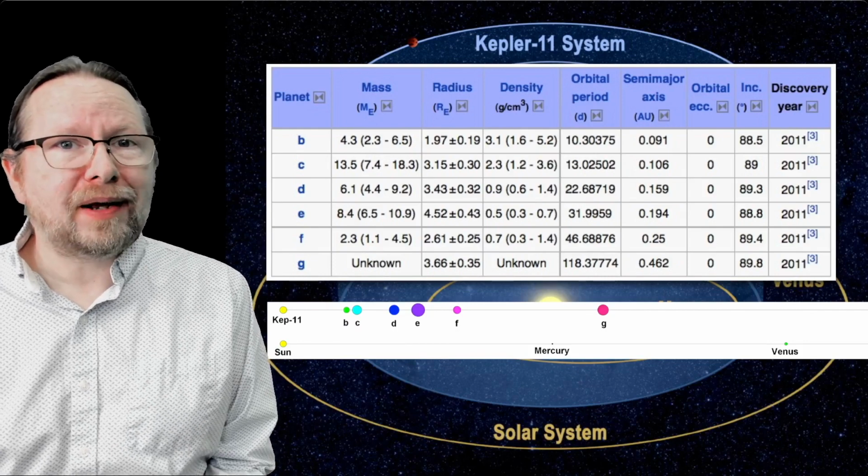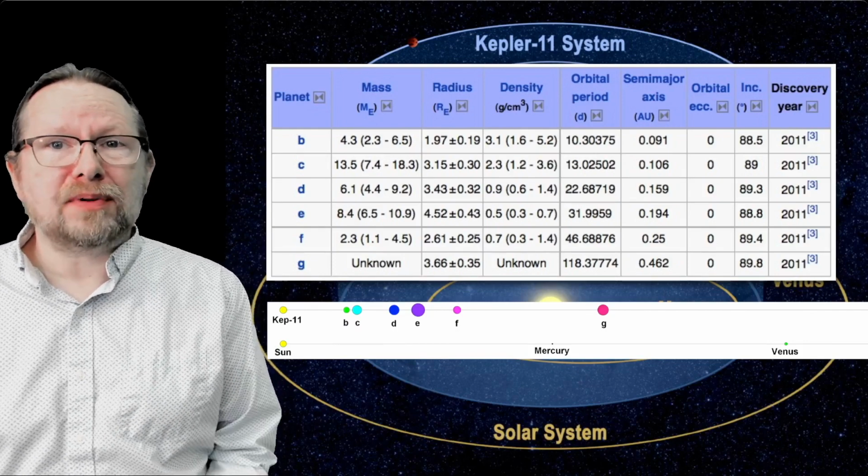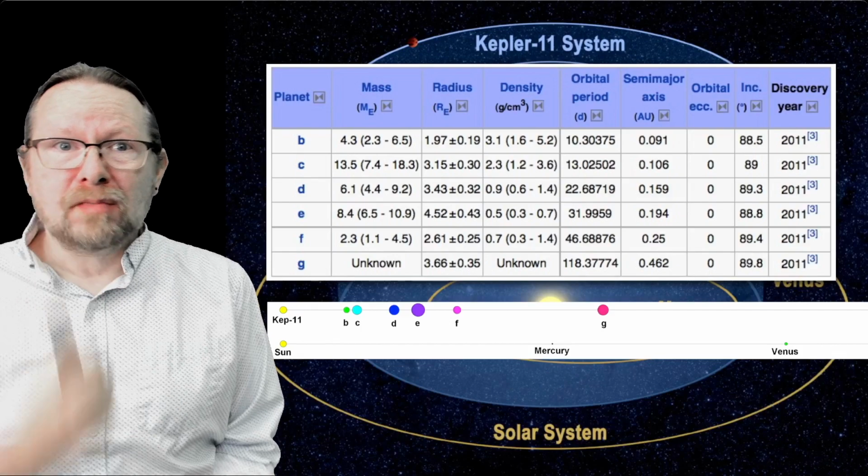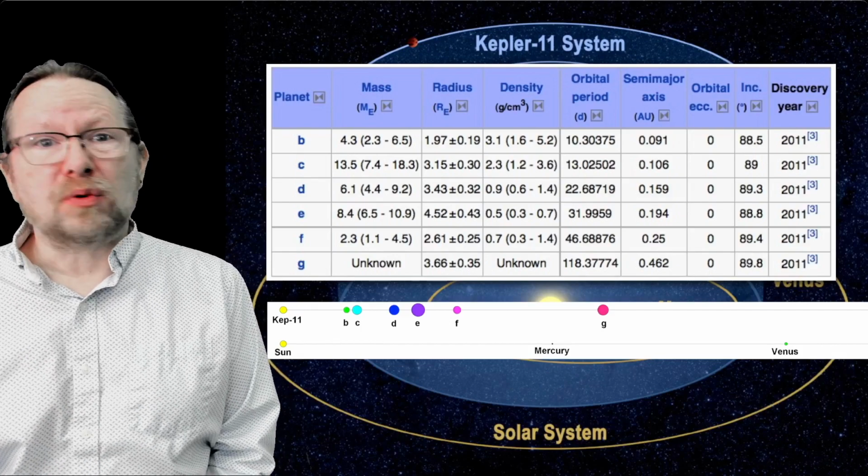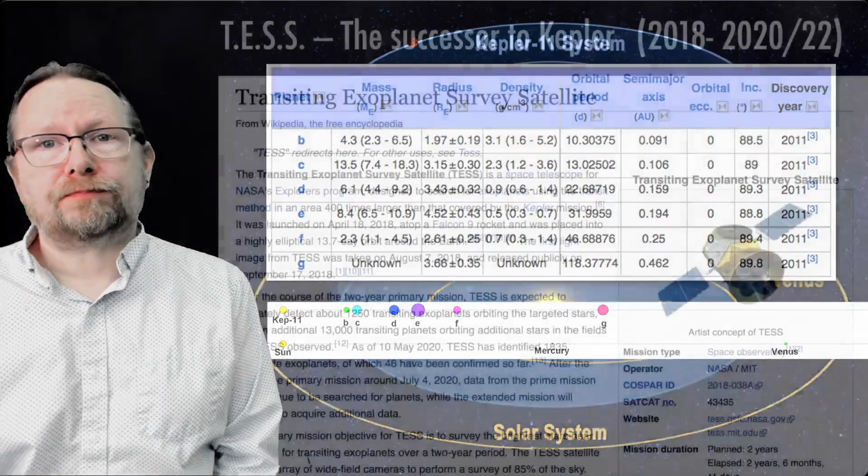So what would these planets be like geologically? What would their composition be like? We don't really know. So we have a lot to learn about exoplanets.